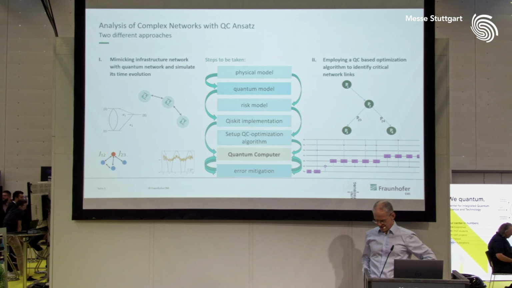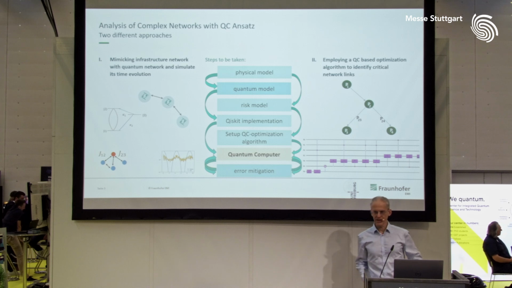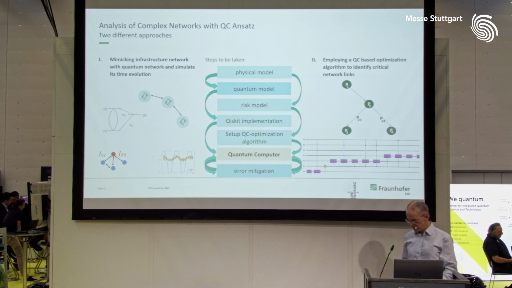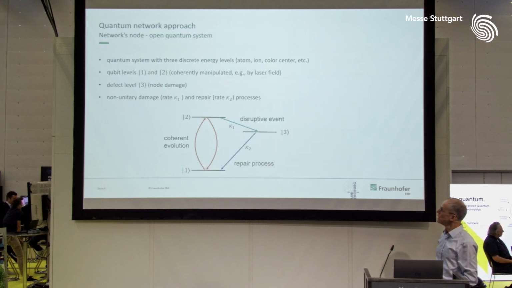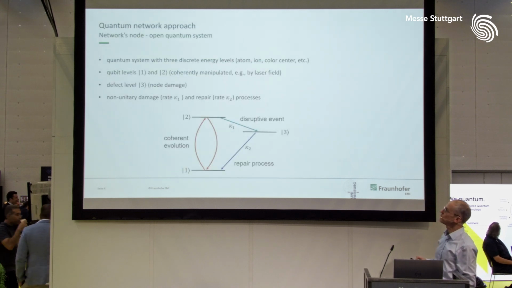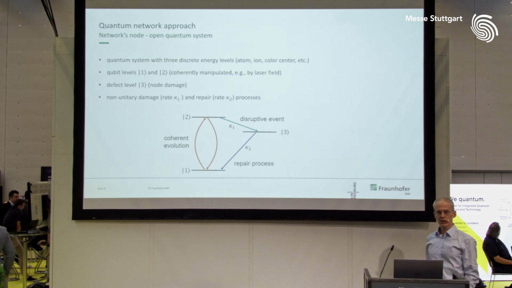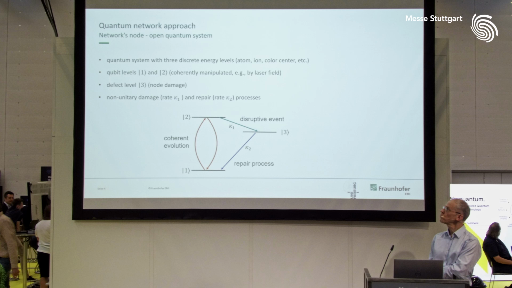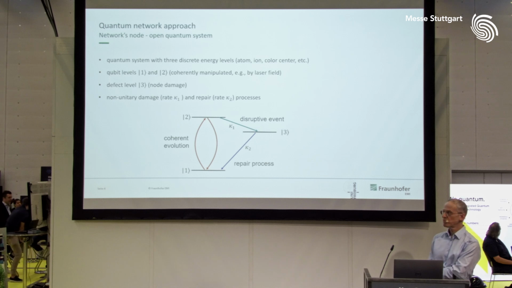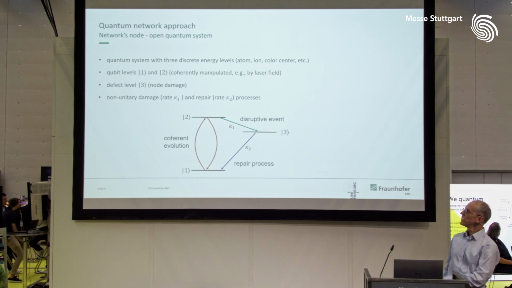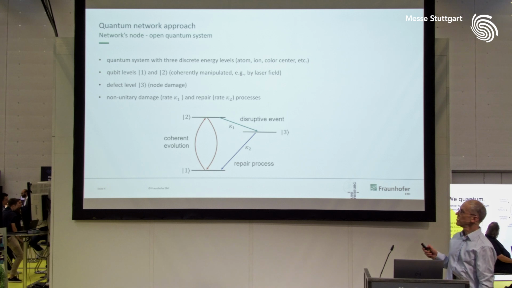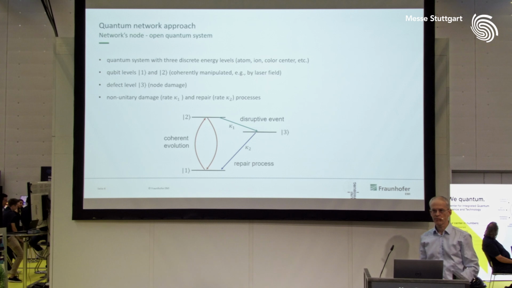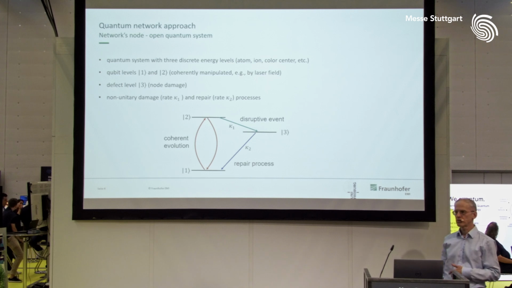Okay, hi. I'm Slav Shitokin, and as Christoph announced, I will introduce to you our quantum network approach. The peculiarity of this approach is that each node of the network we consider is an open quantum system. More precisely, this quantum system contains 3 discrete energy levels. It can be realized by atoms, ions, scalar centers, and other quantum systems.